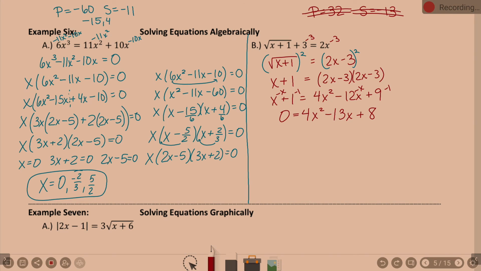X equals negative b plus or minus the square root of b squared minus 4 times a times c, all over 2a.